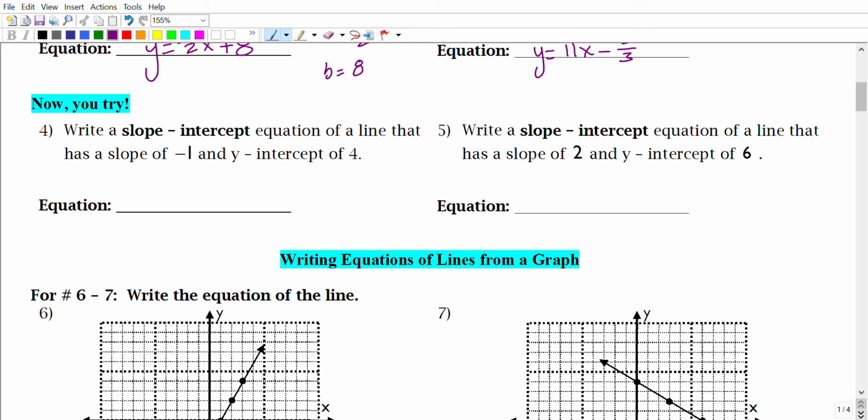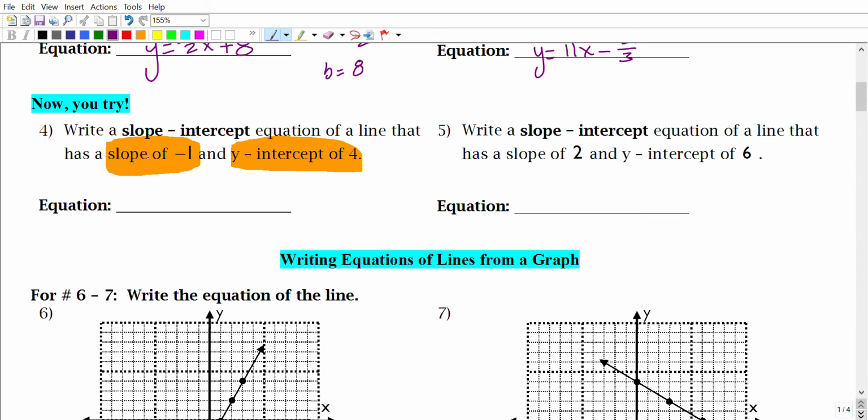All right, guys, let's go ahead and take a look at number 4 and 5. Hopefully you guys already have your answer for that. So again, if you have a highlighter or just something to underline with, or if you don't, that's totally fine, but I like to show that so that you guys can get a better understanding of this. So I'm given that I want to write a slope-intercept equation of the line that has a slope of -1 and a y-intercept of 4.